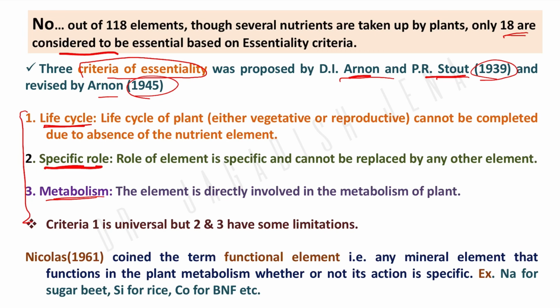So basically criteria 1 is universal. It must be able to complete the life cycle if the essential nutrient is sufficient. If the essential nutrient is deficient, then it must not complete the life cycle. And 2 and 3 have some limitation, we'll talk later on.